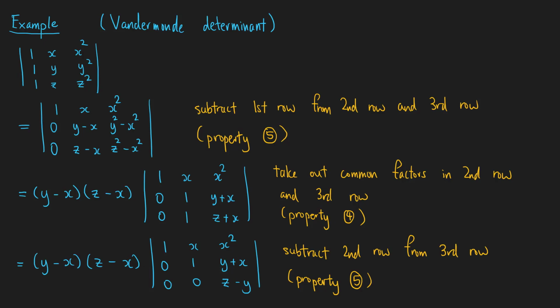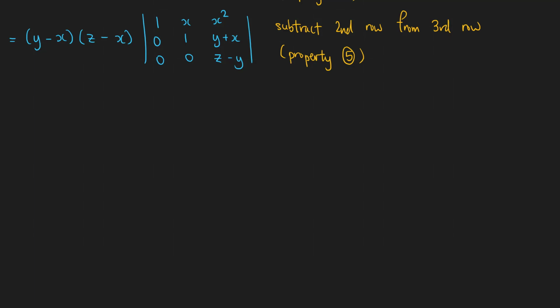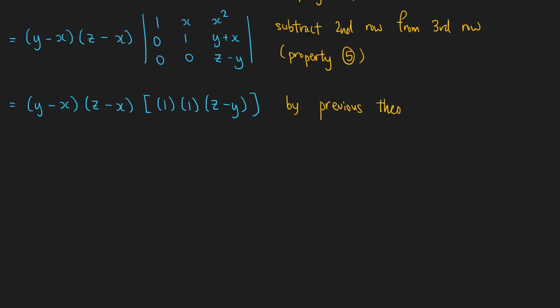Now observe that the matrix is upper triangular, so we can use the previous theorem and say that the determinant of this matrix is the product of the main diagonal entries, in other words, 1 times 1 times z minus y. So the expression simplifies to x minus y times y minus z times z minus x.